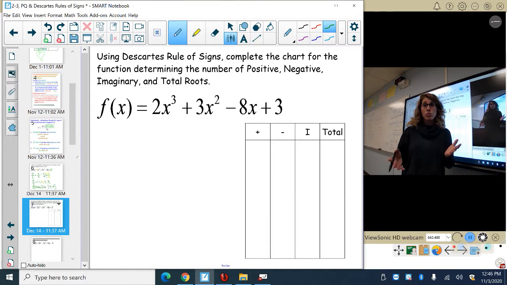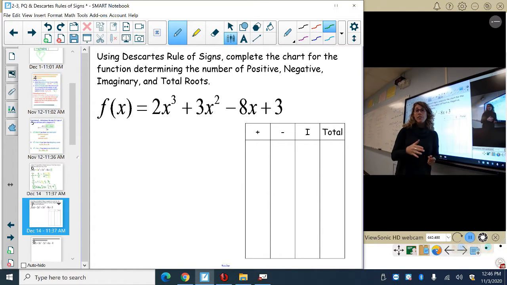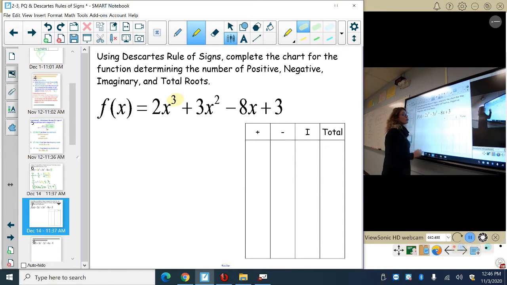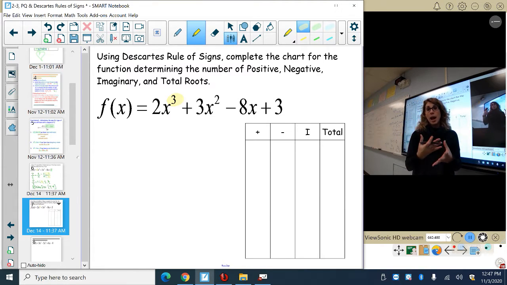Now we're going to take the same thing and do Descartes' rule of signs. Descartes' rule of signs tells me how many positive, negative, and imaginary roots I'm going to have. Remember, this thing is degree 3, so I have to have 3 roots. Either 3 positive, 3 negative, 3 imaginary, which is impossible, or a combination of them. It is impossible because imaginary roots come in pairs: when you take the square root, you have a plus or minus.